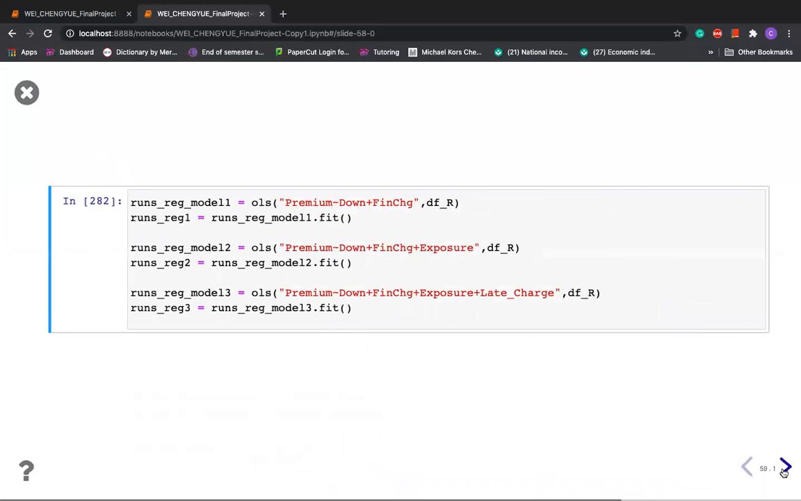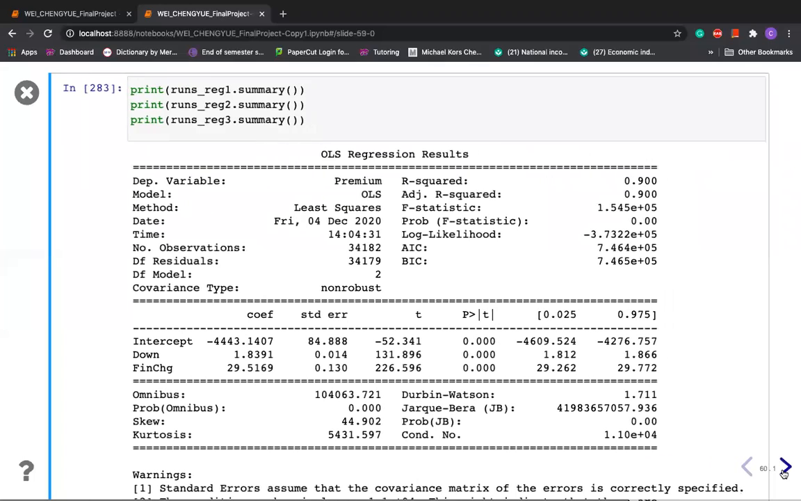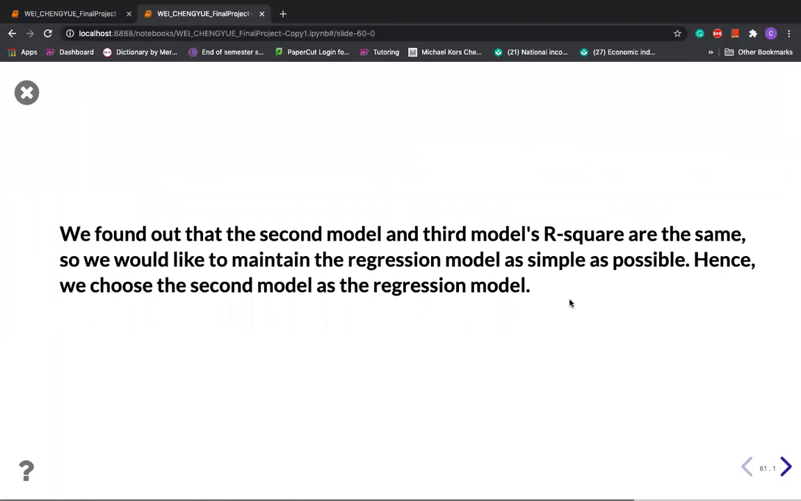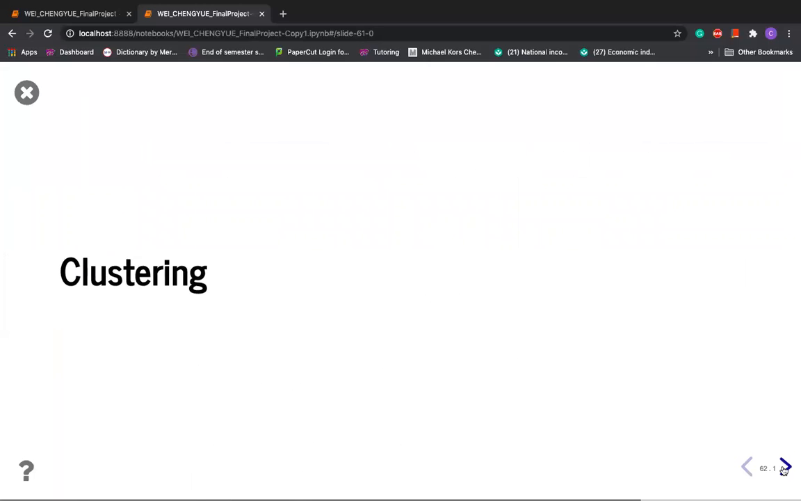So here we're just trying to look at the summary. And here we can get information from the previous slide I showed you guys. So we basically look at the R-square and adjusted R-square here. We found out the second model and the third model's R-square are the same. So we would like to maintain the regression models as simple as possible. So we choose the second model as the regression model here. And then the third one will be clustering.